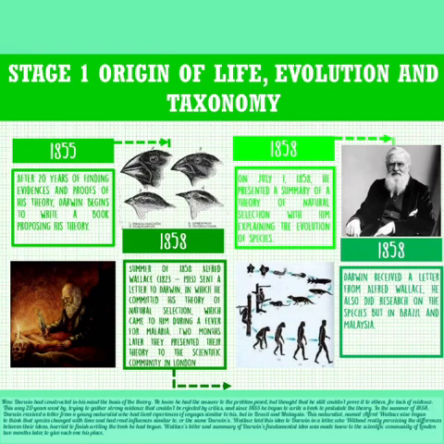Darwin had constructed in his mind the basis of the theory. He knew he had the answer to the problem posed, but thought that he still couldn't prove it to others, for lack of evidence. This way, 20 years went by, trying to gather strong evidence that couldn't be refuted by critics. In 1855, he began to write a book to postulate the theory.